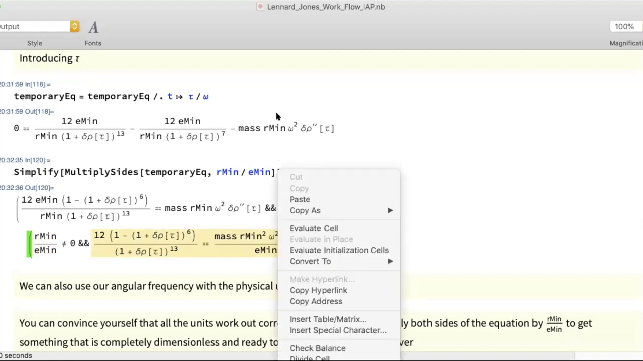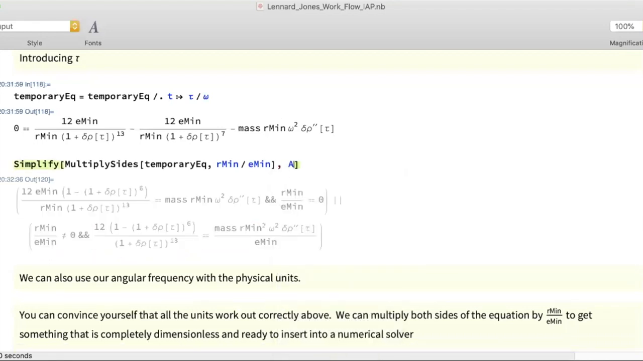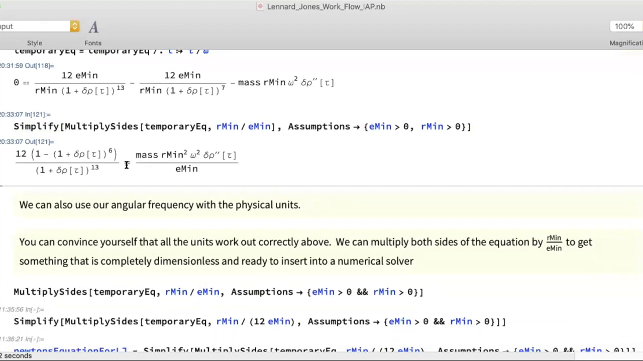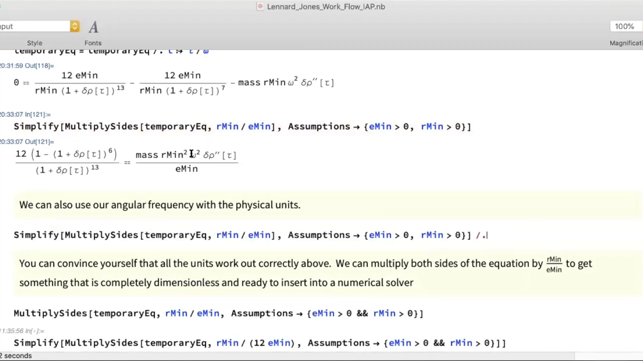So I'm going to add to my simplification some assumptions. And I'm going to say that E min is greater than 0, and I'm going to say my R min is greater than 0. So those are my physical assumptions. And what I get is now my numerical equation sitting here. If I take this guy, so just take my whole object here, what I'm going to do now is replace the omega, which appears in here, with my omega characteristic.